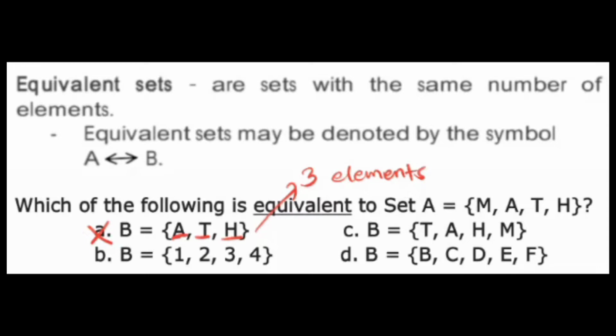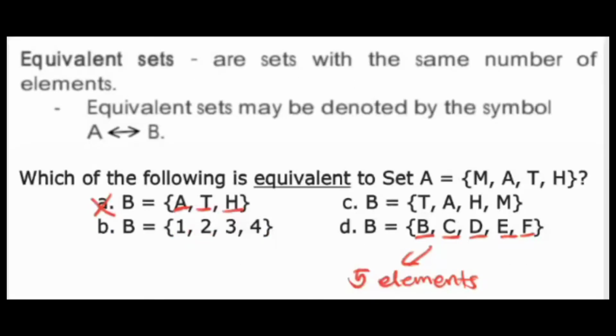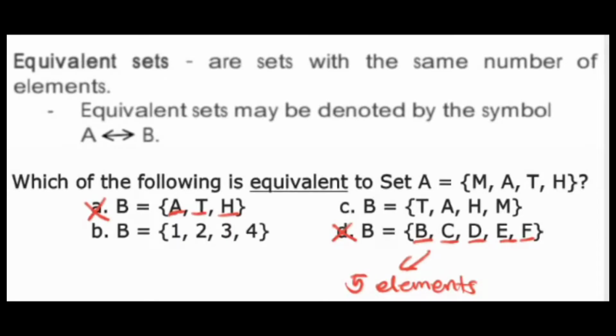Then, examine natin next si letter D. So, ang letter D natin, meron siyang elements na B, C, D, E, F. Okay. So, ang bilang ng elements ni set D ay 5. Okay? So, kumbaga, hindi rin siya equivalent sa ating given. Because our given has only 4 elements. Okay, so i-cross out na din natin yung choices na letter D.